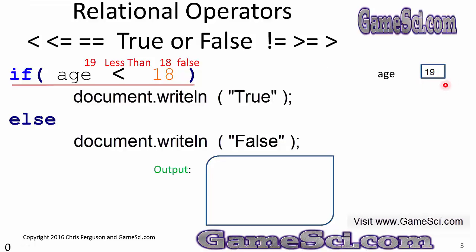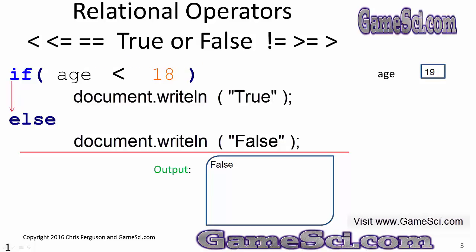We'll set up 19 in the age variable, and we'll look first at the less than operator. So with 19 in the age variable, 19 less than 18 is a false statement. Always has been, always will be. 19 is not less than 18. Because that condition is false, what is the code going to do? Why, it's going to go straight to the else. It's going to go straight to the else to execute the else portion, and you can see it prints the word false onto the output, and a false showed up on our output.